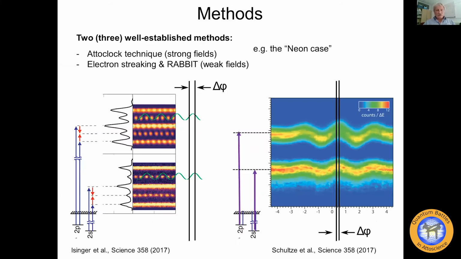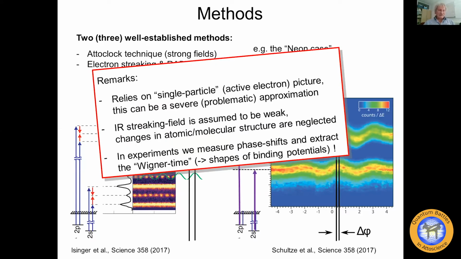And what you usually do, these are the famous experiments here for the neon measurements, either in streaking or with RABBITT, you measure shifts of electron traces for two different states that get ionized. So you have two different lines in the continuum, two different energies, and you analyze this tiny delay, this tiny shift in terms of delay. And here are my remarks. And from those, you can already see that I'm not that convinced about these concepts at all.